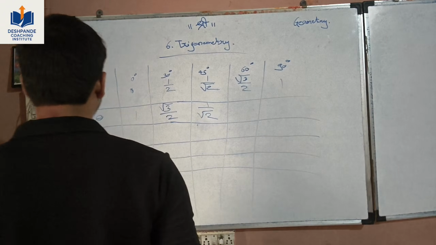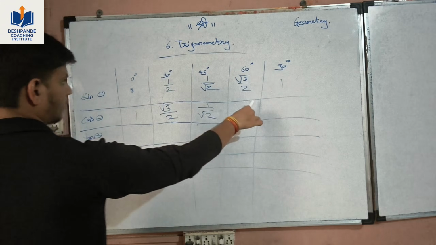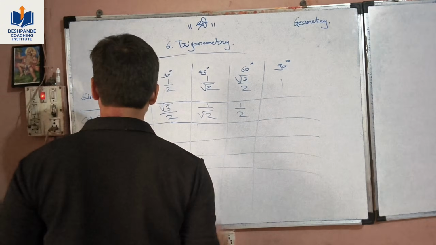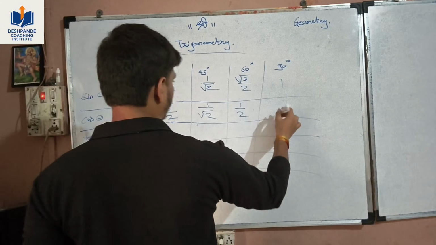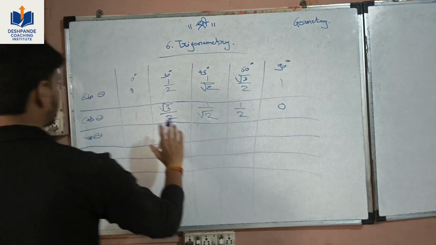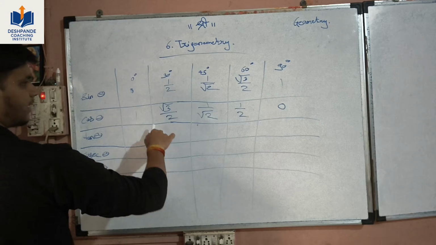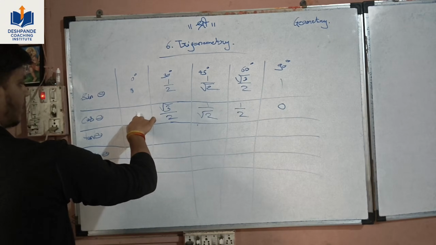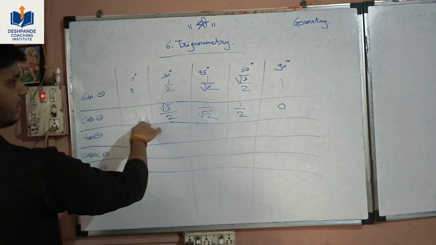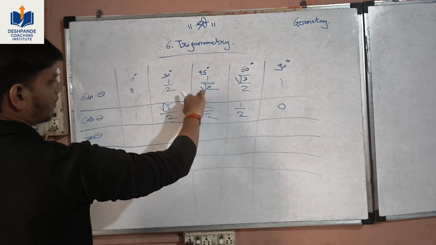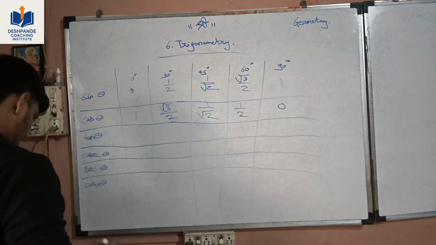1 upon root 2. Then for cosec theta at 60 degrees it will be 1 upon 2, which is half, and at last at 90 degrees it will be 0. It will be the reverse of sin theta. You can see it is the reverse of sin theta. For the last 1, it comes in the 0 degree. Then root 3 upon 2, then 1 upon root 2, then half 1 upon 2, and at last 0.